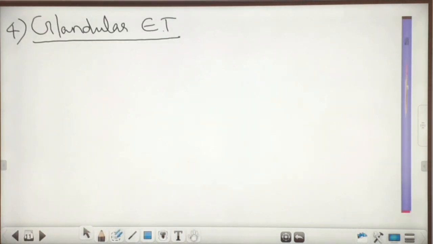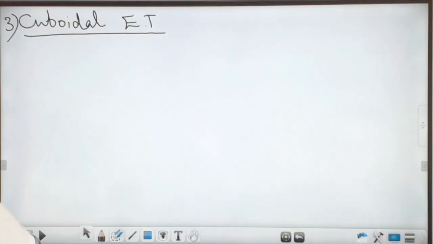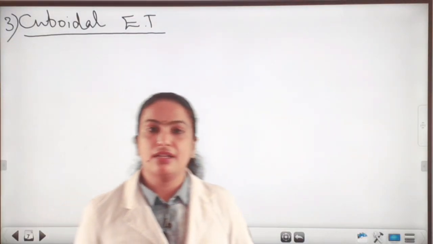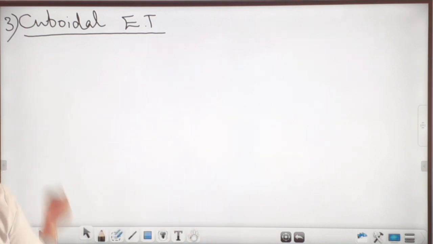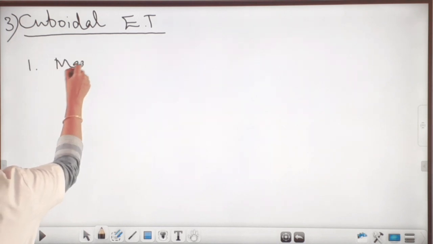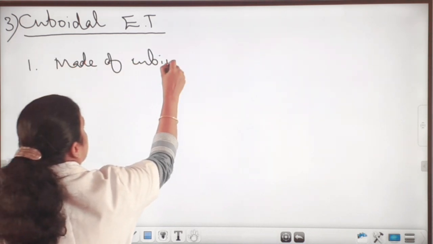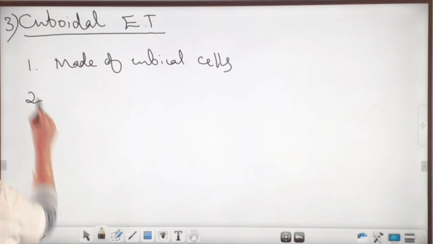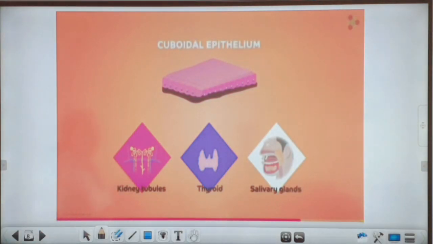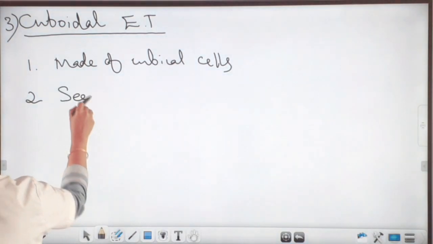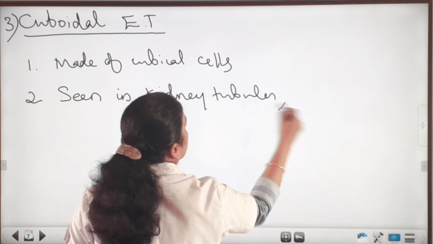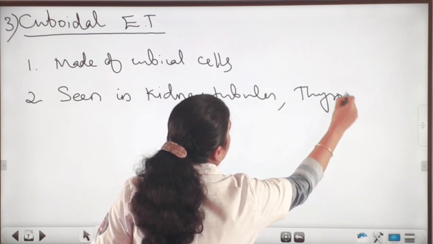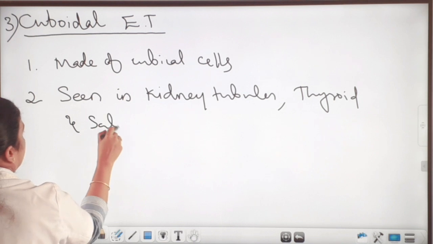Next we can see the third one, cuboidal epithelial tissue. This epithelial tissue is made of cube-like or cubical cells. And where we can see this type of cells: in the kidney tubules, thyroid glands and salivary glands.